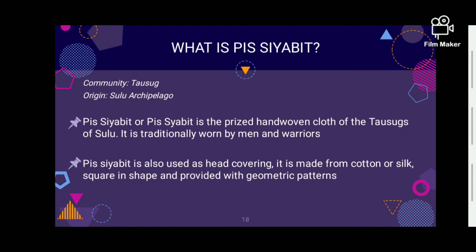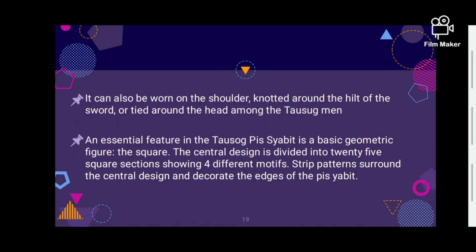It is traditionally worn by men and warriors. Pis Syabit is also used as a head covering. It is made from cotton or silk, square in shape, and provided with geometric patterns. It can also be worn on the shoulder, knotted around the hilt of the sword, or tied around the head among the Tausug men.